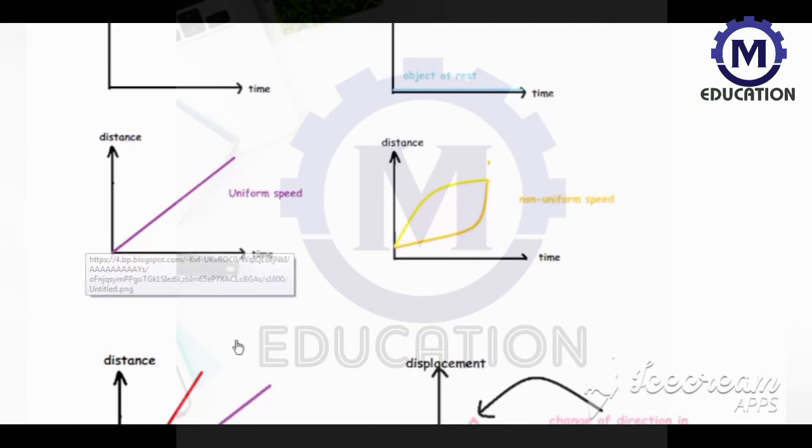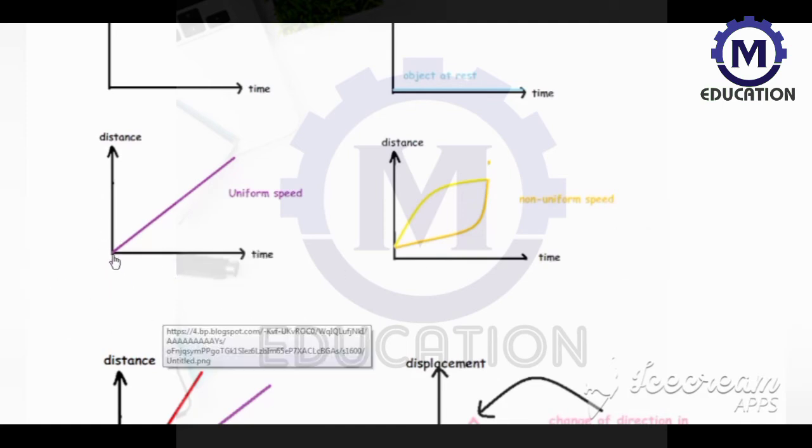Here is another example of a distance-time graph, that uniform velocity means the change in distance per unit time is constant. And this is the example. Here two graphs are given. One line is this curve and another is this curve. This is the example of non-uniform speed.